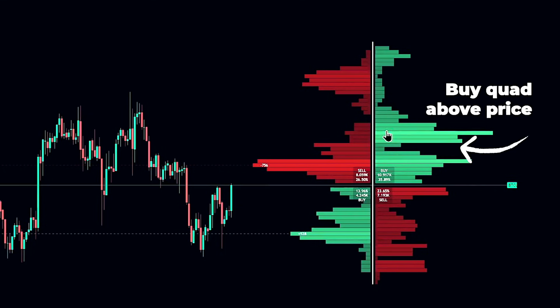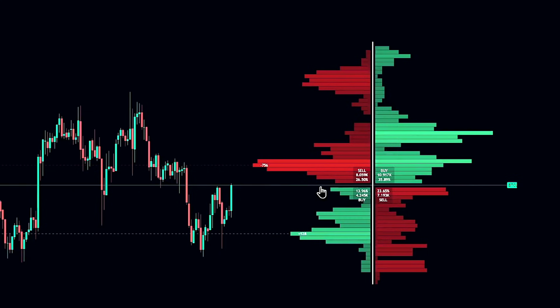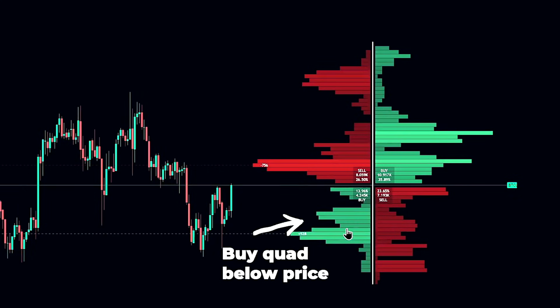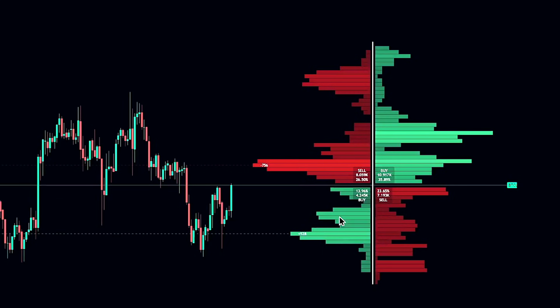Below the price, the lower left quadrant displays buy volume below price, meaning bullish activity underneath the current price. And finally, the lower right quadrant shows, of course, sell volume below price, which represents bearish activity beneath the current price. Each quadrant comes with a live label, so you never have to guess.